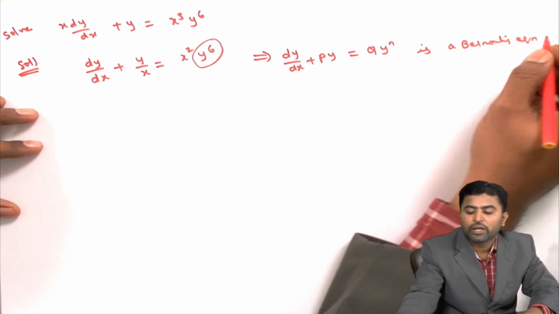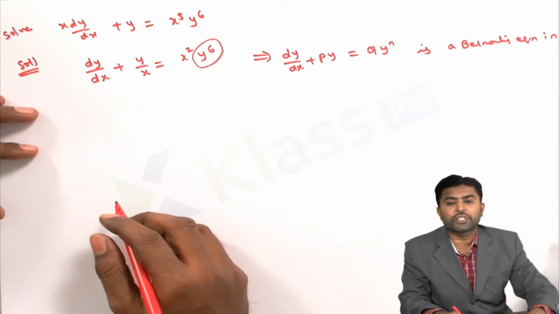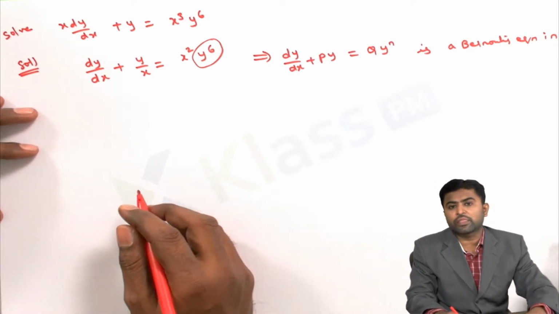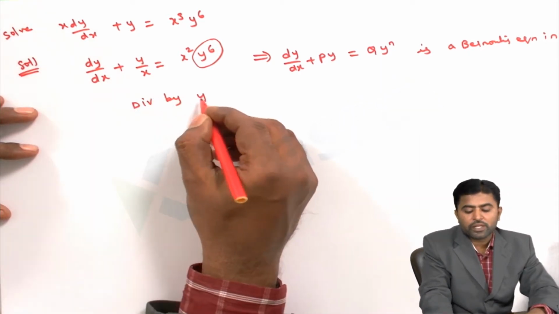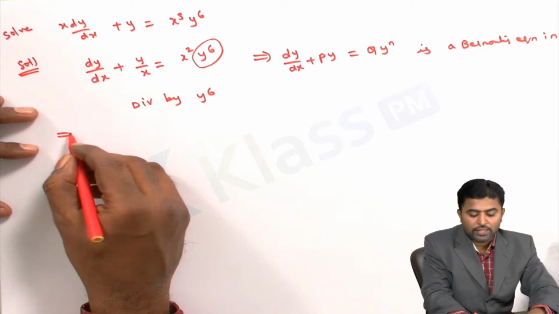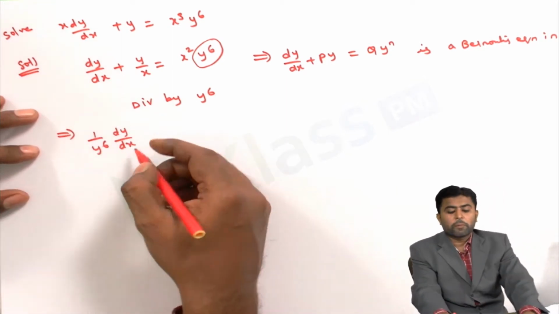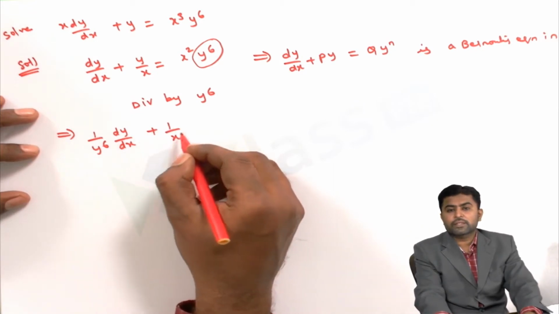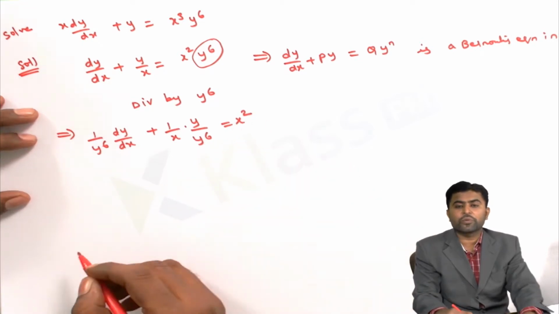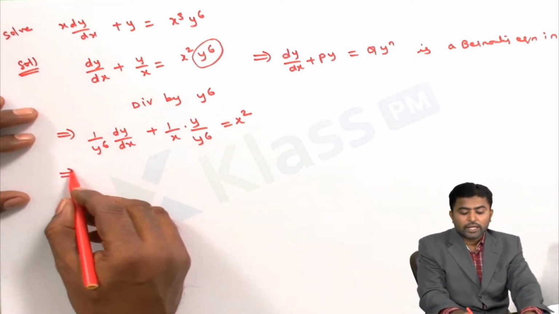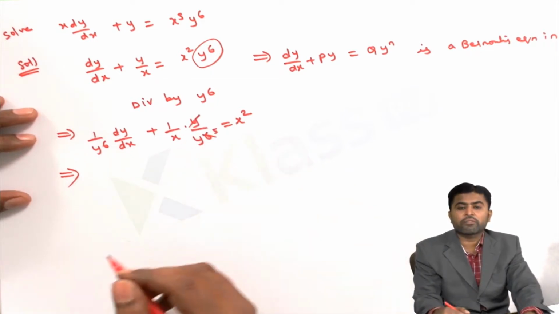Bernoulli's equation in y. So to reduce it to a linear differential equation in y, first we have to divide it with the extra term. So divide by y power 6. So we will get 1 by y power 6 into dy by dx plus 1 by x into y by y power 6 is equal to x square. Then after the cancellations, I'll get this as 1 by y power 5.